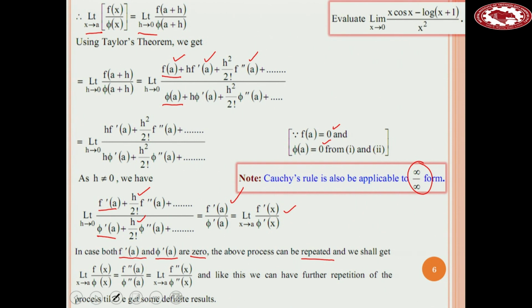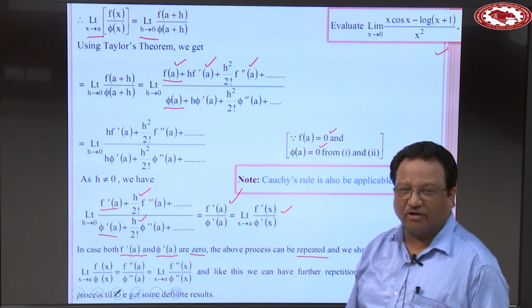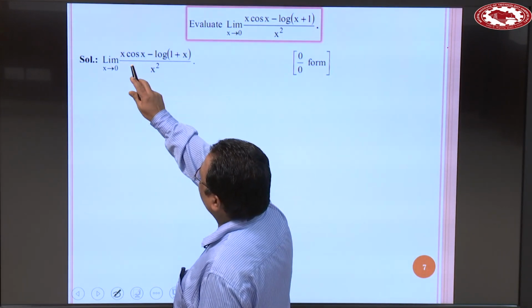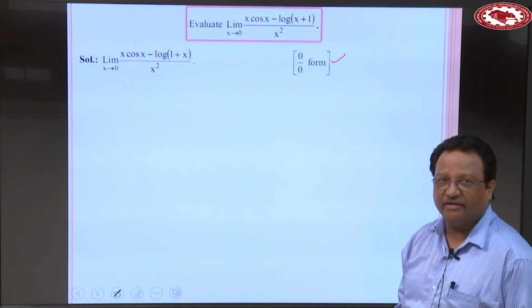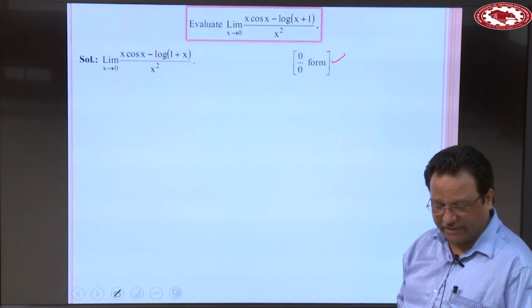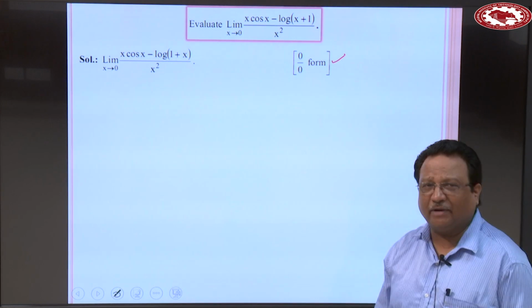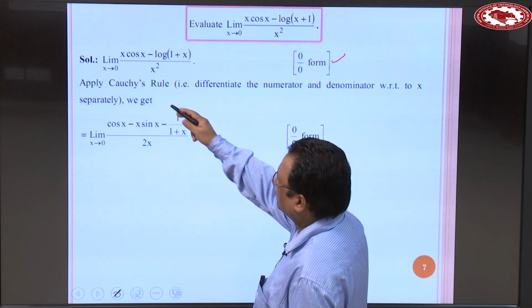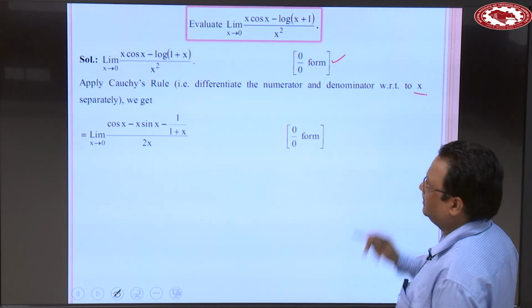Now, solve this problem. Limit x tends to 0 of (x cos x minus log(x plus 1)) divided by x square. When you solve this problem, if we put x equal to 0, we get 0 over 0 form, which is an indeterminate form. And when we have an indeterminate form, then apply L'Hospital rule. Applying L'Hospital rule means Cauchy's rule, that is, differentiate the numerator and denominator with respect to x separately.